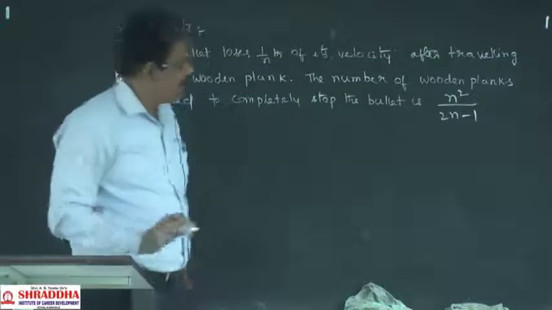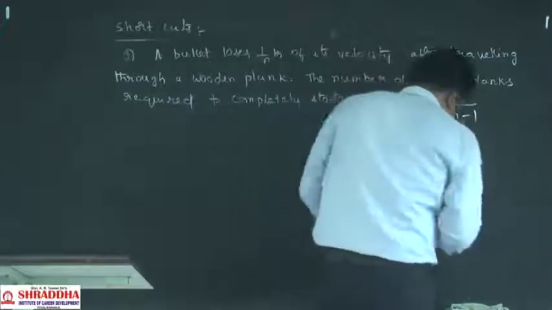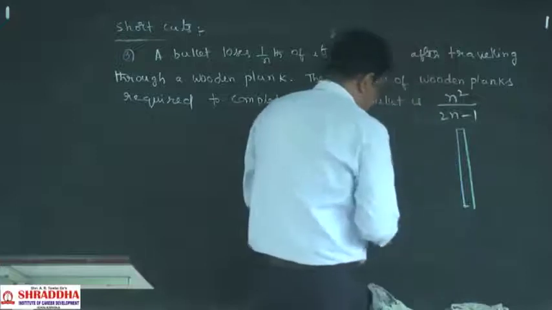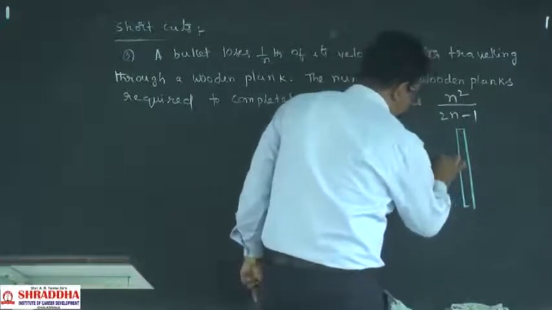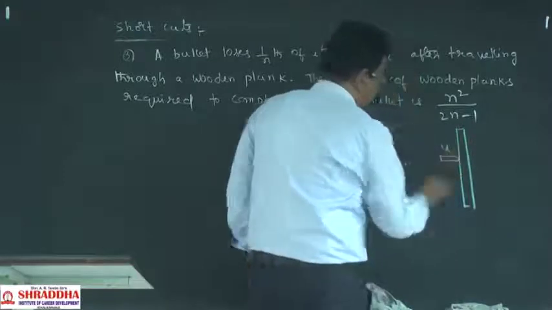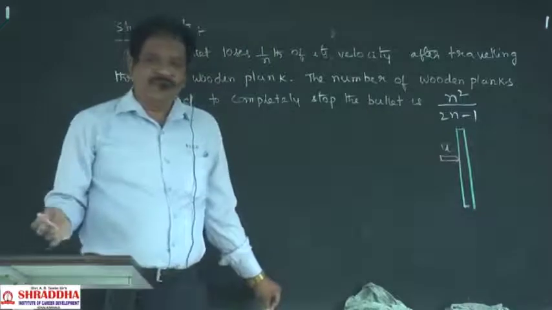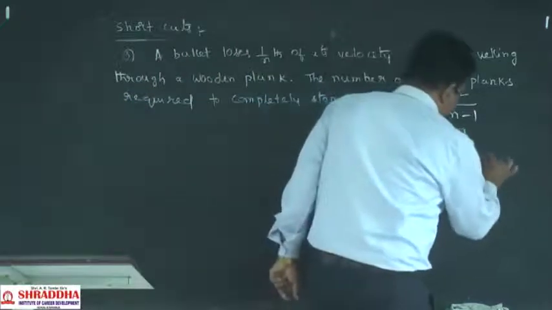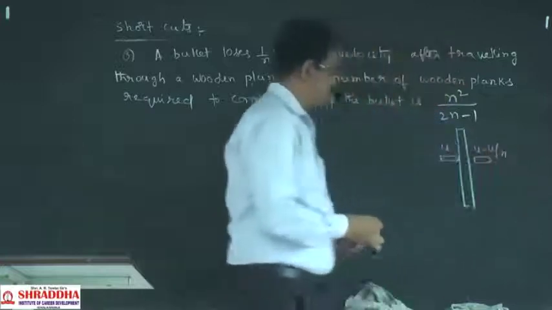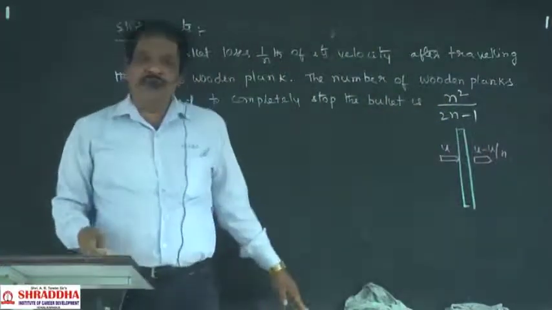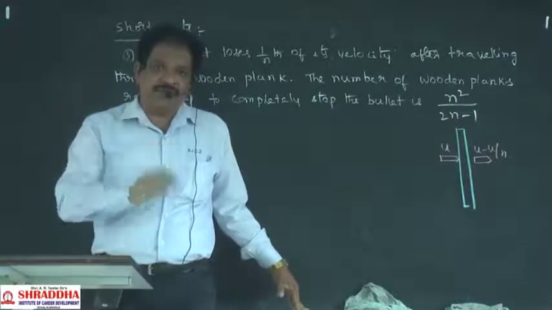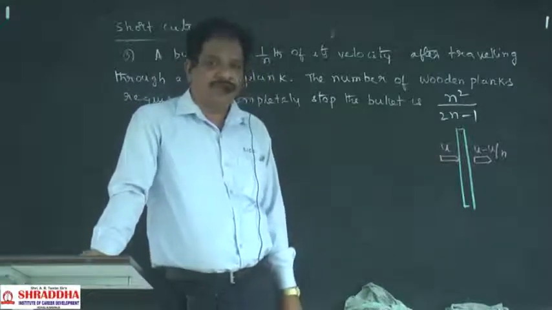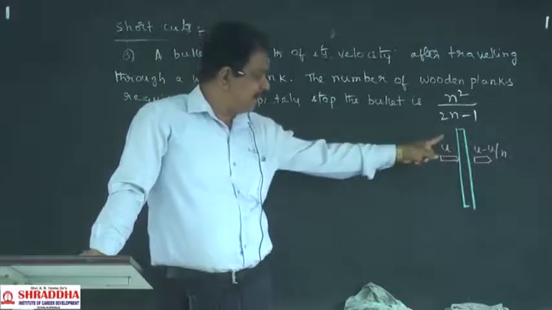How did this come? See, here one wooden plank is there. A bullet hits the plank. This is the bullet, with velocity u. It loses 1 by n of its velocity, which means the remaining velocity will be u minus u by n. Initial velocity is u. It hits the plank with velocity u, and it came out with a velocity u minus u by n. Clear understanding? Then one plank is required.